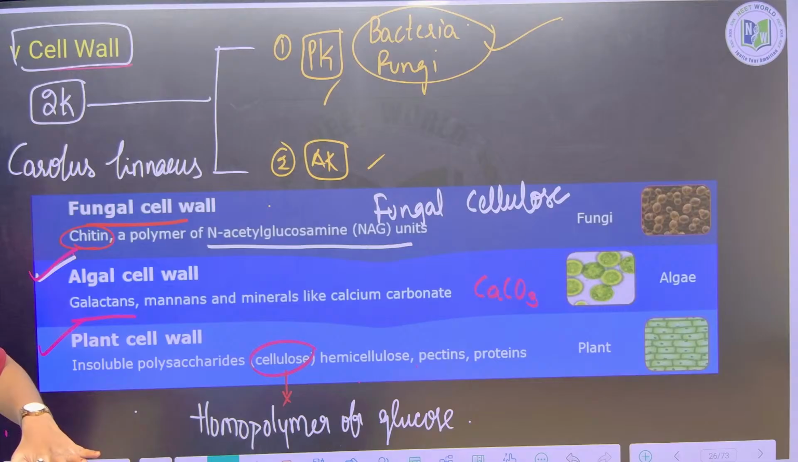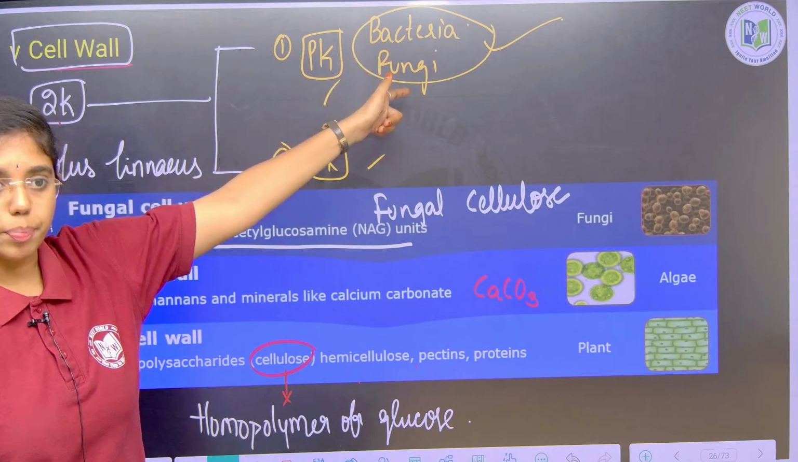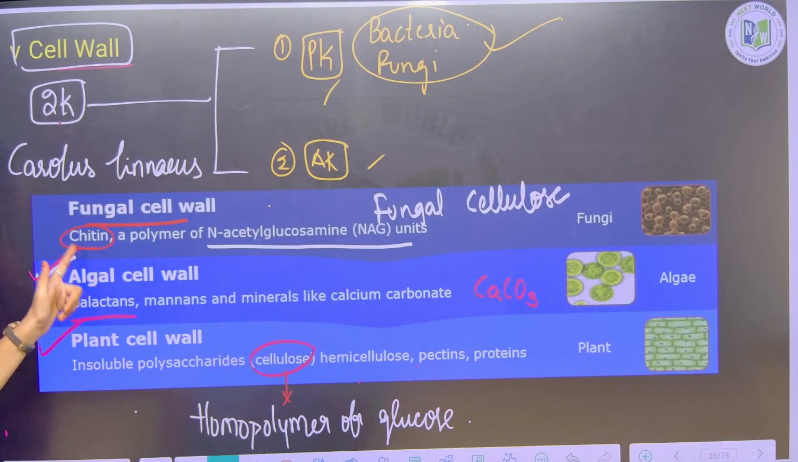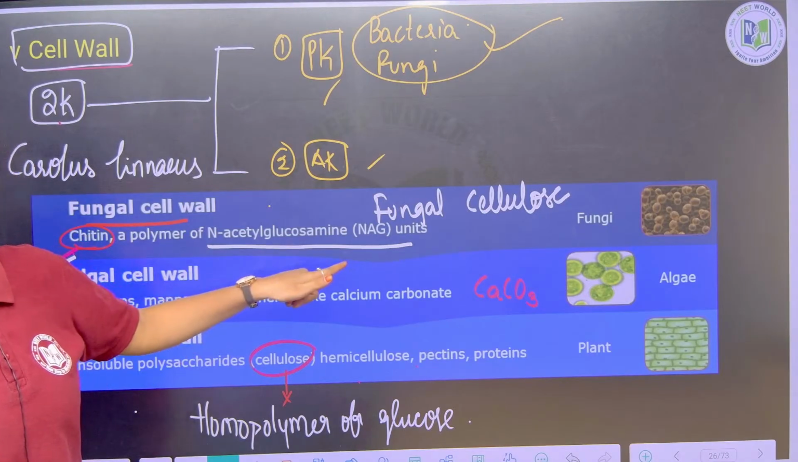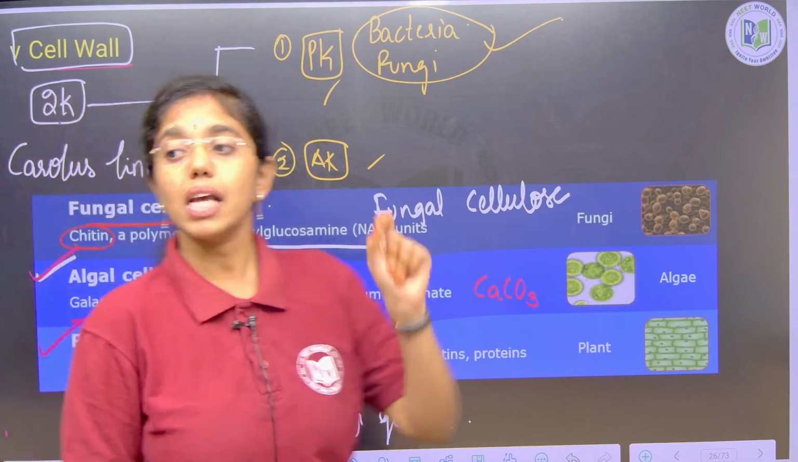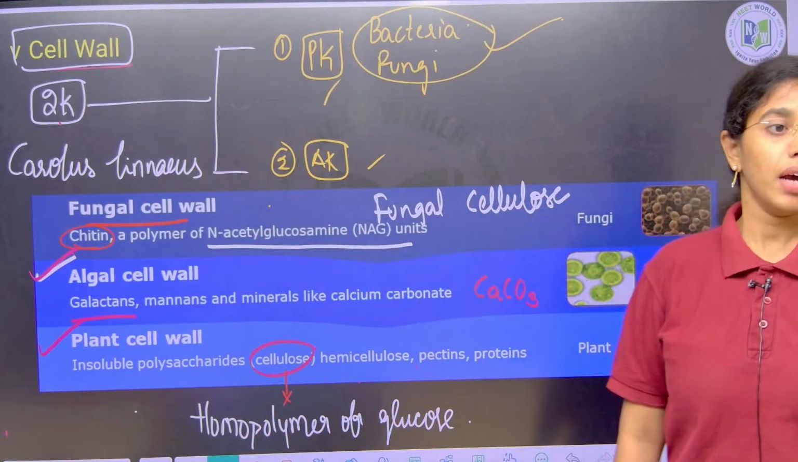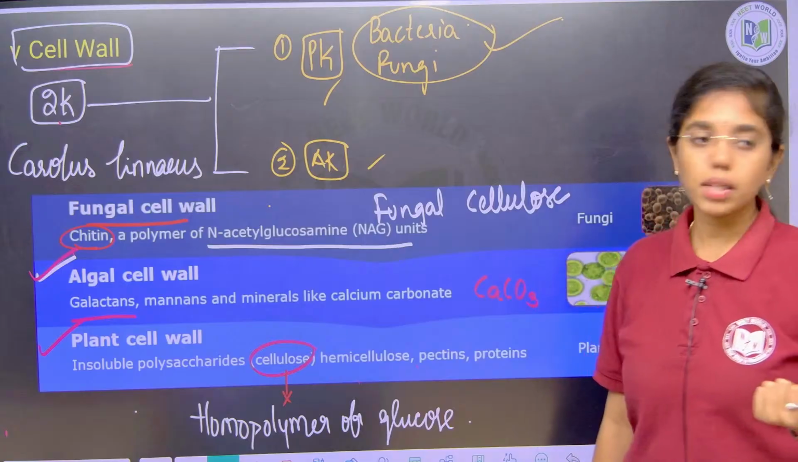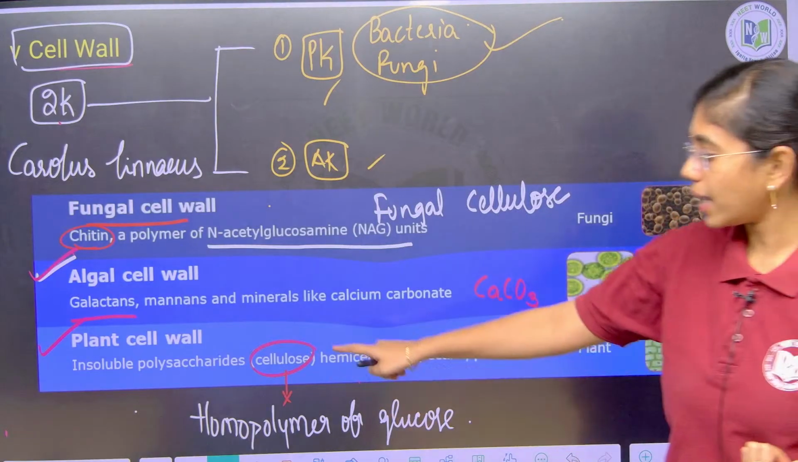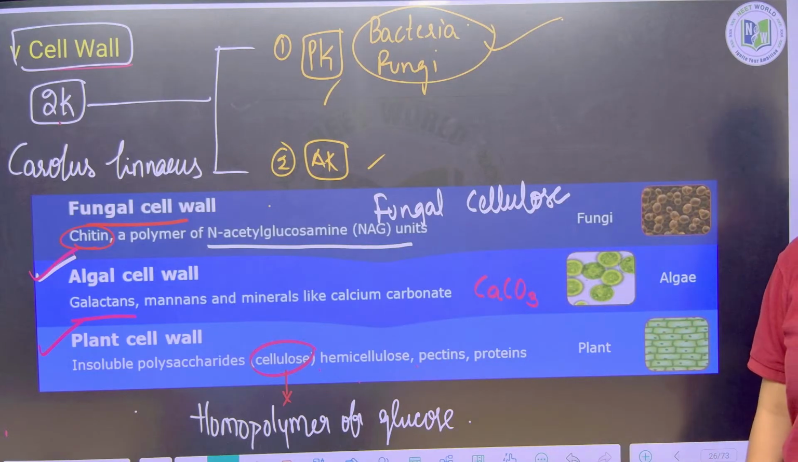Composition is very important. We have recalled two kingdom, plant and animal kingdom. In plant kingdom, bacteria is placed because it has peptidoglycan. Fungi has what cell wall? Chitinaceous cell wall, and it is also addressed as fungal cellulose. It has what units? NAG units, which is N-acetyl glucosamine units. Algal cell wall is composed of galactans, mannans and minerals like calcium carbonate. Plant cell wall is composed of insoluble polysaccharides like cellulose, hemicellulose, pectins and proteins. Got it? Clear all?